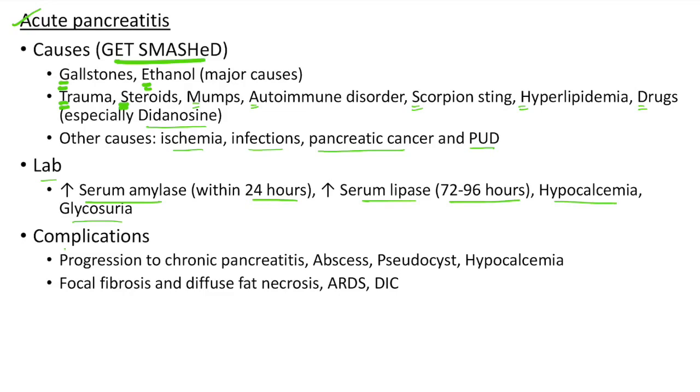Now let us see about the complications of acute pancreatitis. There can be progression to chronic pancreatitis, abscess, pseudocyst and hypocalcemia. There can also be focal fibrosis and diffuse fat necrosis, adult respiratory distress syndrome and disseminated intravascular coagulation. These are all the complications of acute pancreatitis.